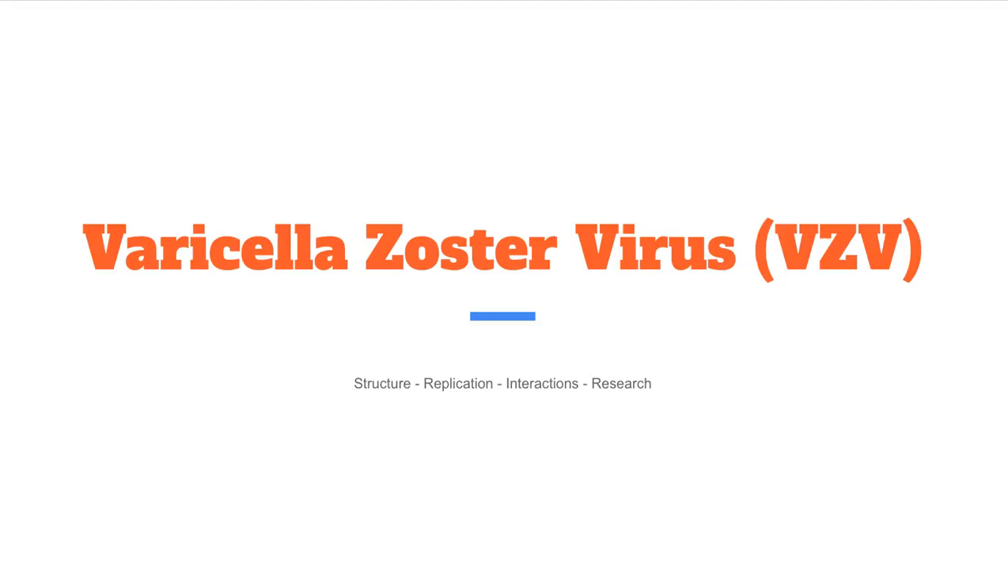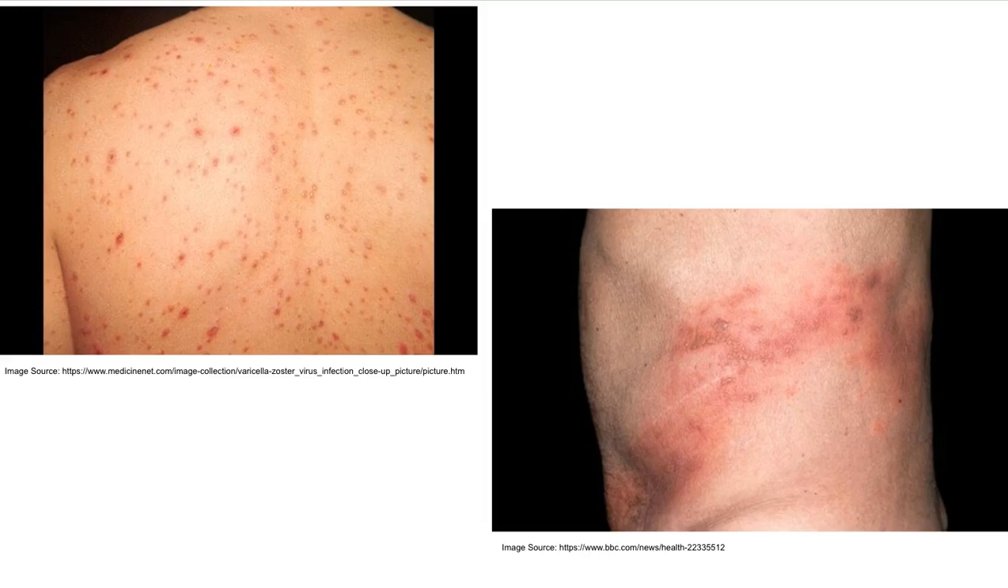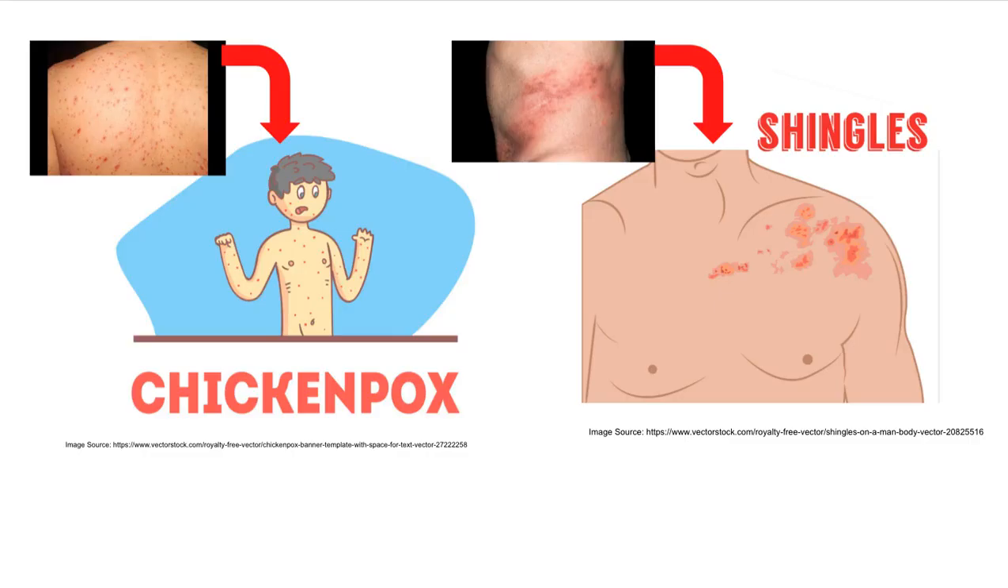In this presentation, we'll be talking about Varicella zoster virus, an important worldwide viral pathogen that has some unique characteristics. These pictures show two different types of rashes from two different diseases that are caused by the same virus. The Varicella zoster virus causes two distinct diseases, varicella and zoster. But you're likely familiar with their more common names of chickenpox and shingles.